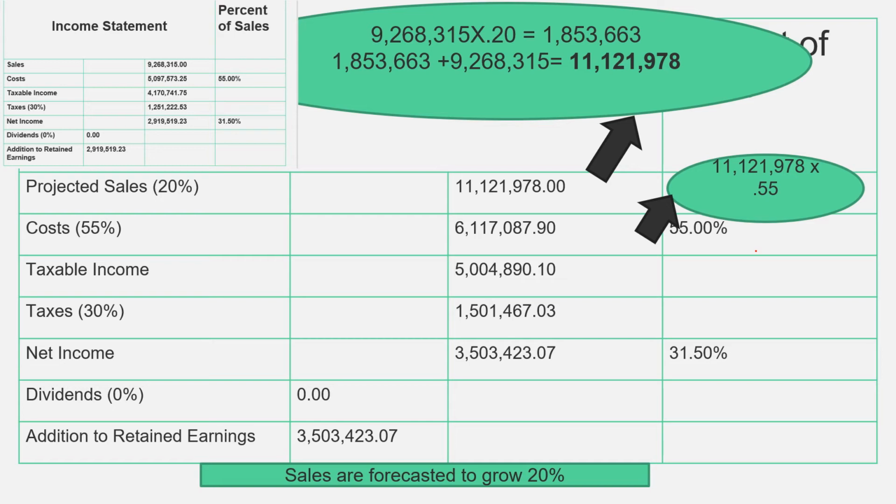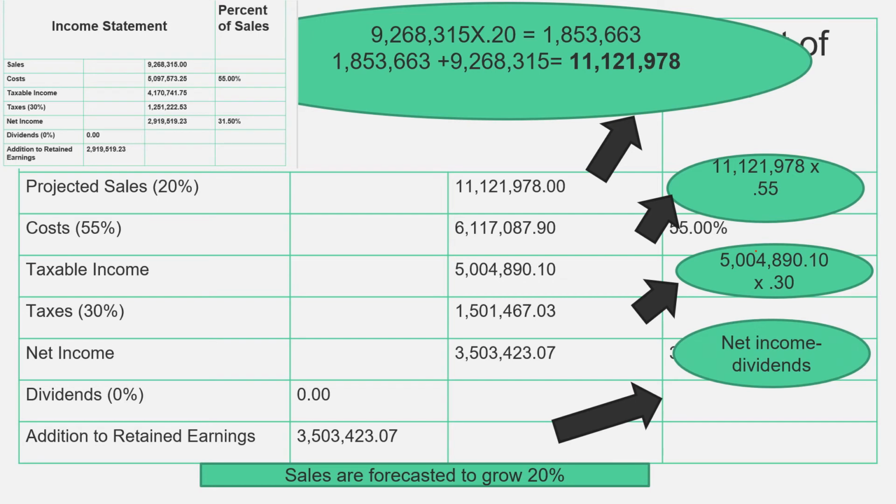And then to get the taxable income, projected sales minus cost. That's taxable income. And then taxes, or the 30% tax is given, all we have to do is get the 30% of our taxable income. And in this pro forma income statement, our tax is 1,501,467.03. And then, the net income can be your taxable income minus your taxes.